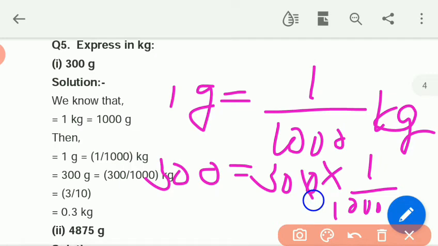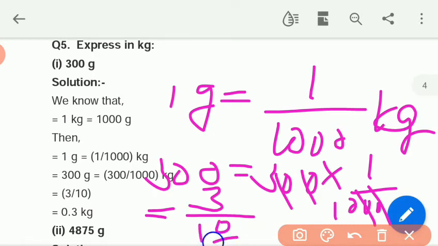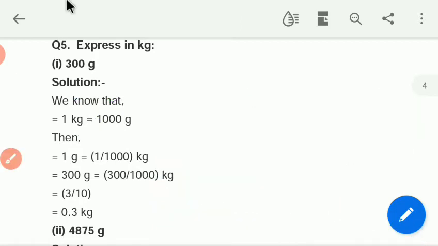You can see that we can cancel 2 zeros by 2 zeros. How many zeros are left? Only 1. 3 by 0. And here 1 zero is given. It means in 3 after 1 number we have to put decimal. So it can be written as 0.3. So answer will be 0.3 kg.